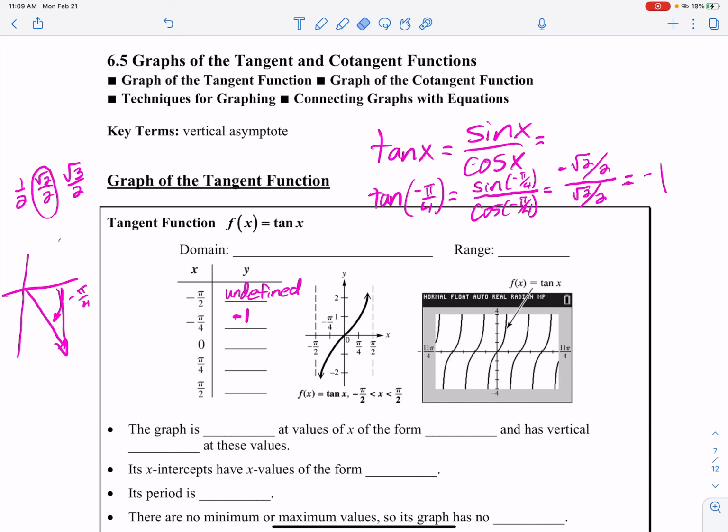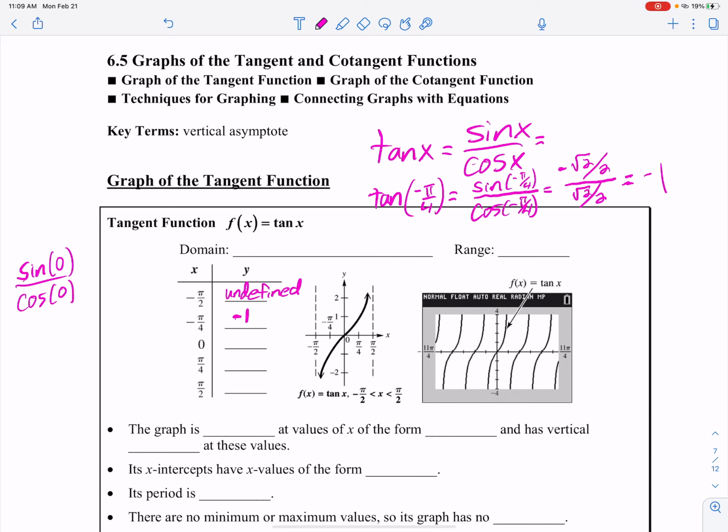Right, now we got to do 0. I'm using sine over cosine, so sine of 0 divided by cosine of 0. Sine of 0? 0. As long as the denominator is not 0, we're good. If we get it divided by 0, then it's another undefined. What is cosine of 0?